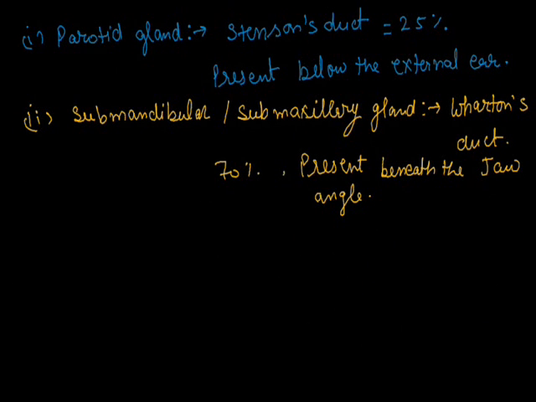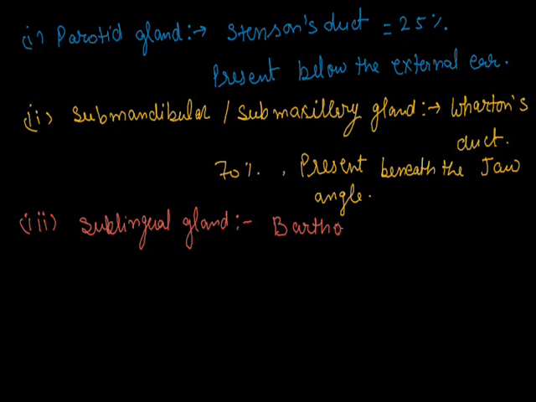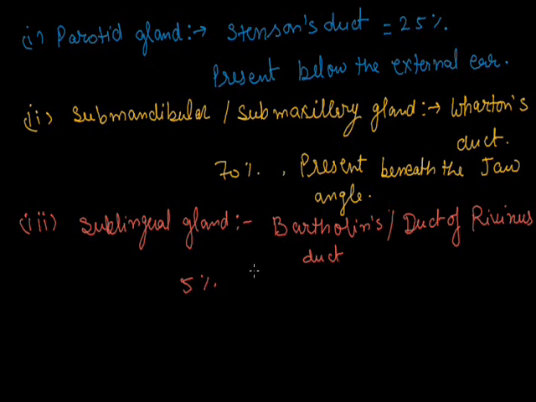Next is the sublingual gland. It is attached with the duct known as Bartholin's duct, or duct of Rivinus. It secretes 5% of the saliva and is present beneath the tongue.